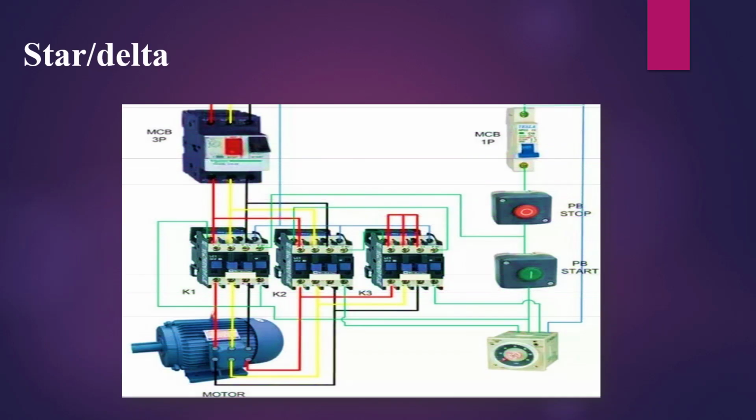Next is the star and delta starting method. This method needs 3 contactors and a control part to manage the contactor sequence. Both ends of the motor windings must be accessible. Motor windings are connected in star formation upon starting. Once the motor torque matches the load torque, the winding connection is changed to delta connection. Star and delta provides a softer start than direct online, but acceleration is still not controlled.